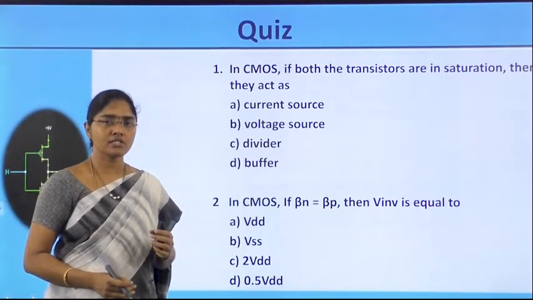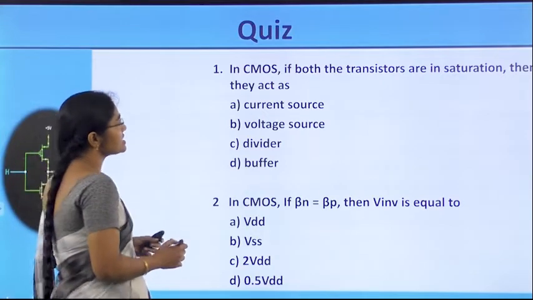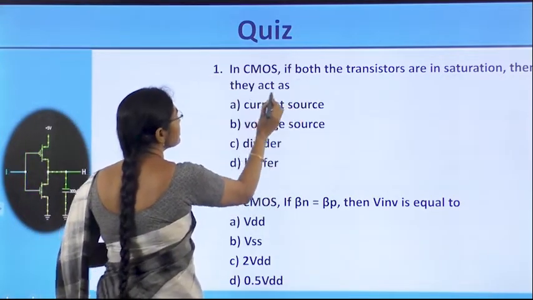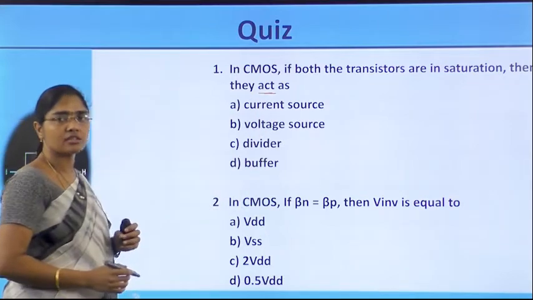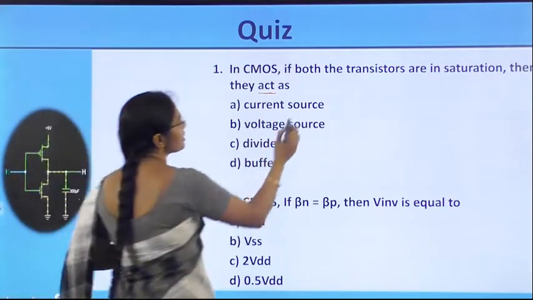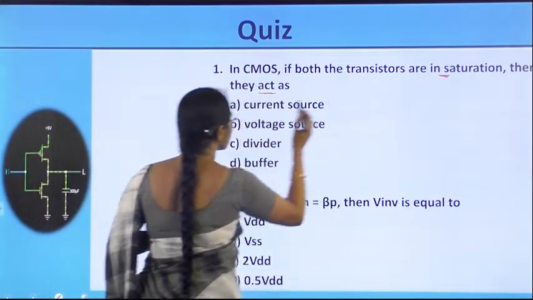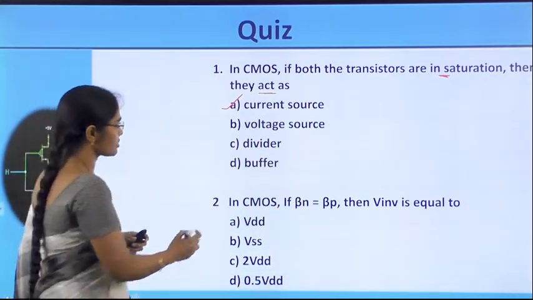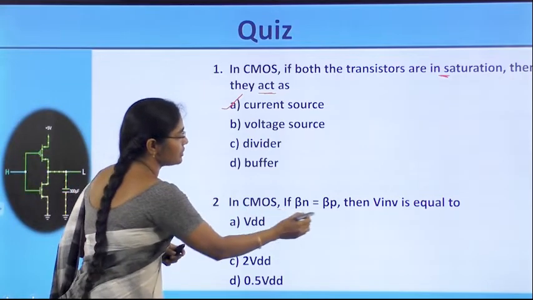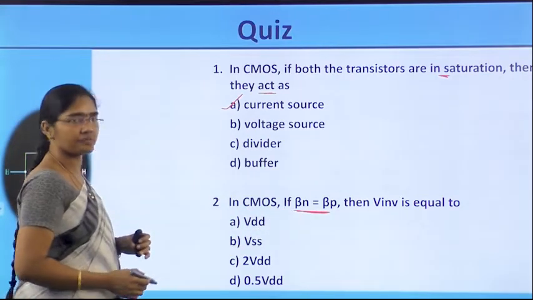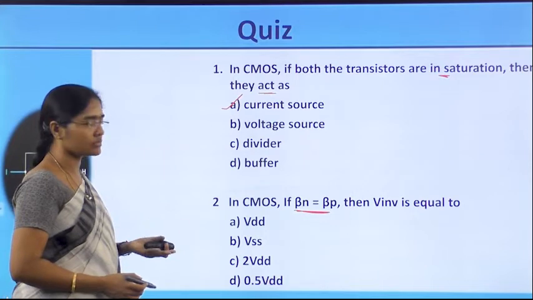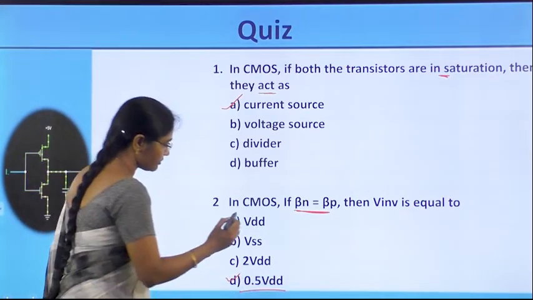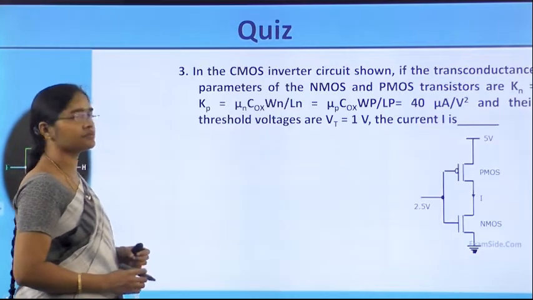Let's check this quiz. First one, in CMOS, if both the transistors are in saturation region, how is the transistor acting? As a current source. So the answer is current source. In CMOS, if beta n is equal to beta p, then V invert is exactly equal to VDD by 2. So that is 0.5 VDD.